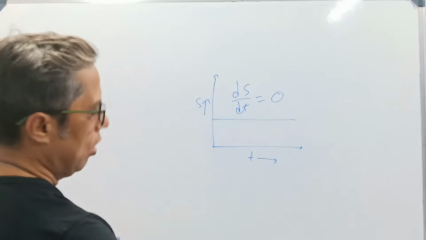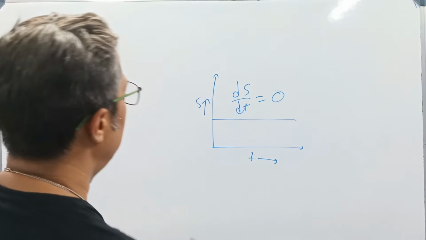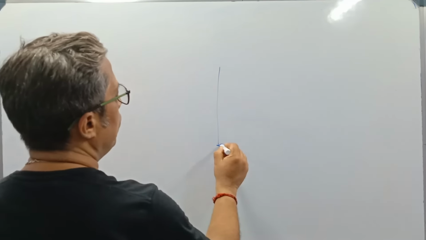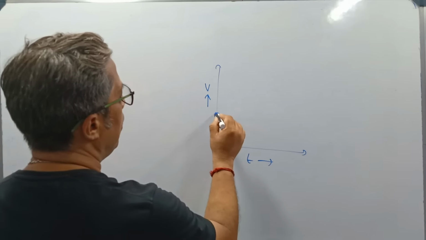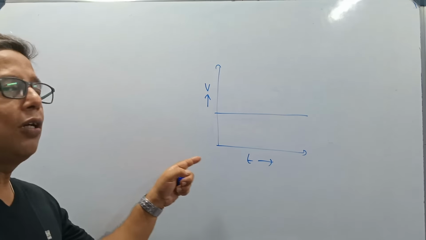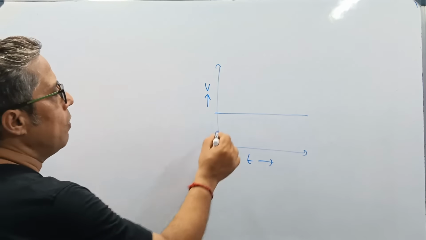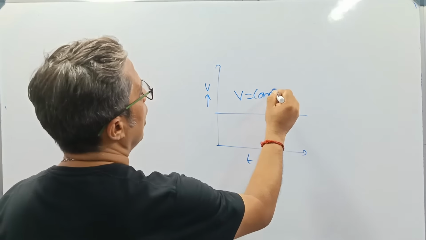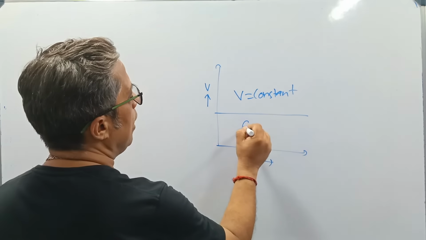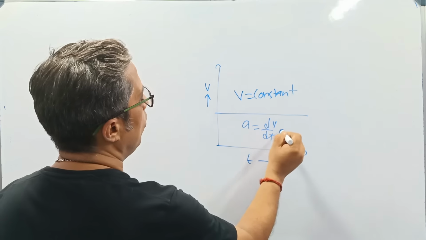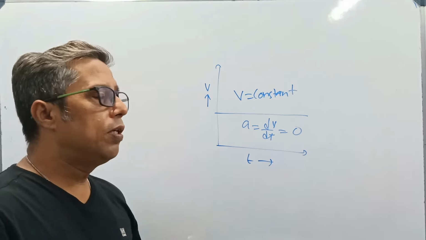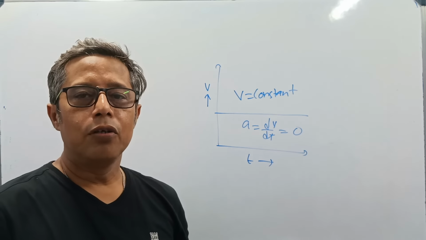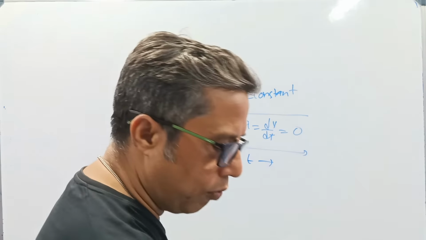Now similarly, you can interpret this for velocity. What happens for velocity? If you draw the graph of velocity and time, what is going to happen if I draw it like this? This line is parallel to the time axis t, so the velocity here is constant. If velocity is constant, then acceleration, dv/dt, will be 0, because d/dt of anything constant will be 0, because it is not changing with time. So this is one interpretation.